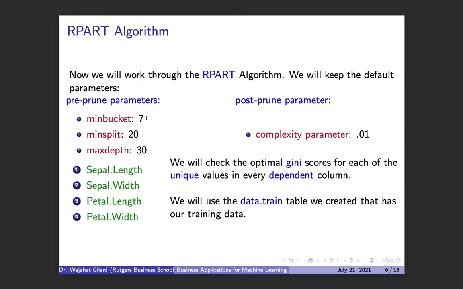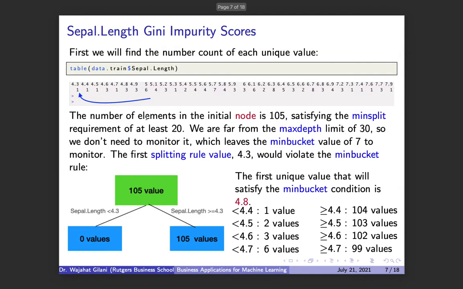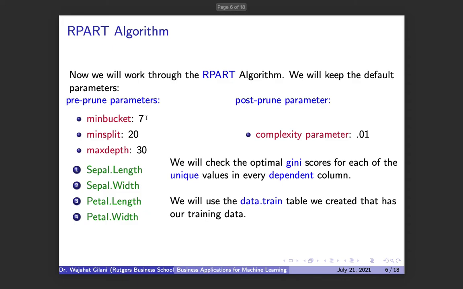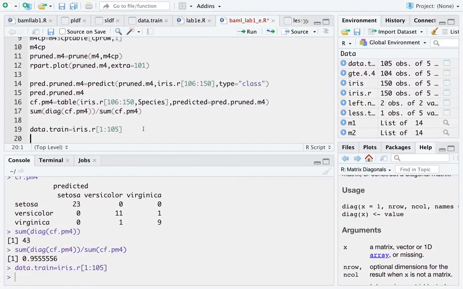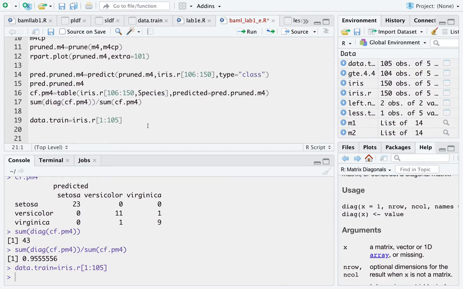So we use the data train model to train it, and we'll go from there. Now, we're going to go step by step, column by column. We'll start with the sepal.length column first. With the sepal.length column, we want to first look at all the unique values. Remember, we need to go through every unique value.